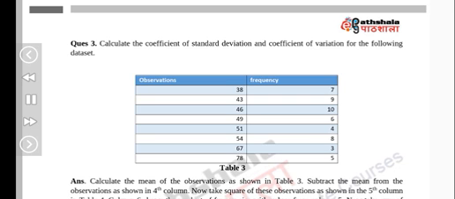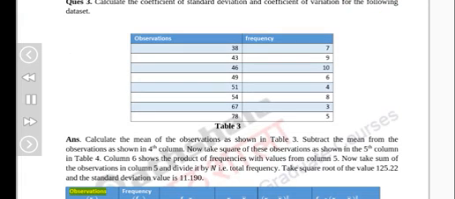Case 3. Calculate the coefficient of standard deviation and coefficient of variation for the following dataset. Calculate the mean of the observations as shown in table 3. Subtract the mean from the observations as shown in the fourth column. Now take the square of these as shown in the fifth column in table 4. Column 6 shows the product of frequencies with values from column 5. Now take the sum of the values in column 6 and divide it by n, the total frequency. Take the square root of the value 125.22 and the standard deviation value is 11.190.